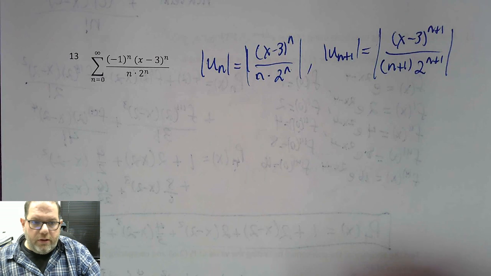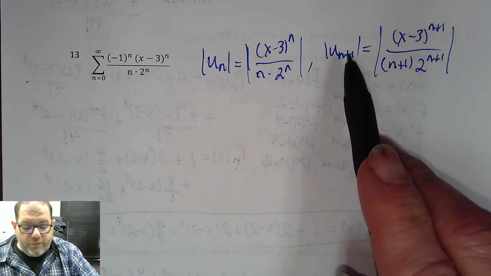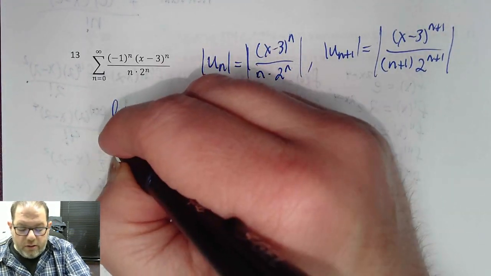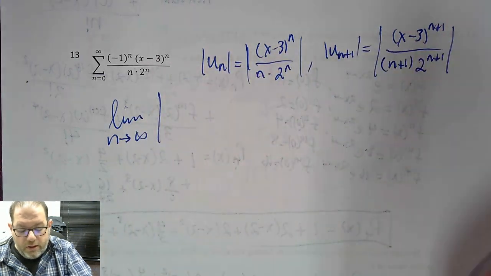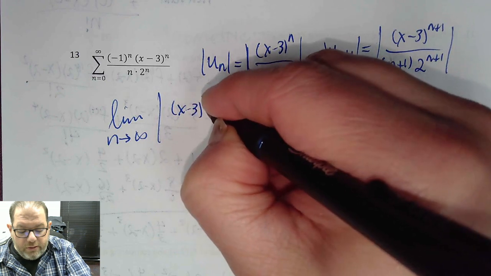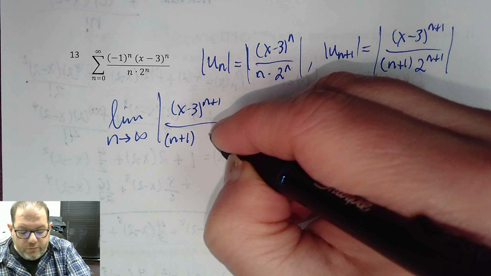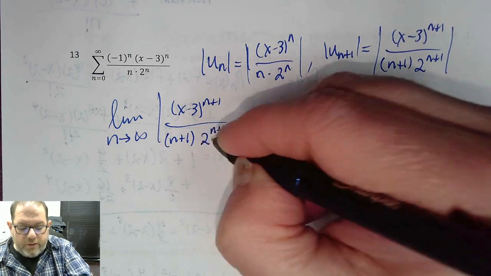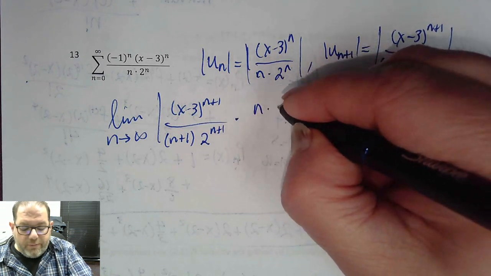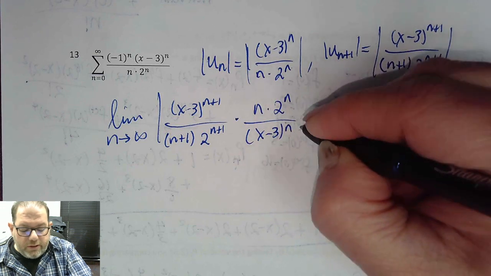Okay. So we have u sub n plus 1 and we have u sub n. So we want to take the limit as n goes to infinity of u sub n plus 1 over u sub n, inside the absolute value. So we'll have (x minus 3) to the n plus 1 over (n plus 1) times 2 to the n plus 1, times, and we'll multiply by the reciprocal of u sub n, so n times 2 to the n over (x minus 3) to the n.